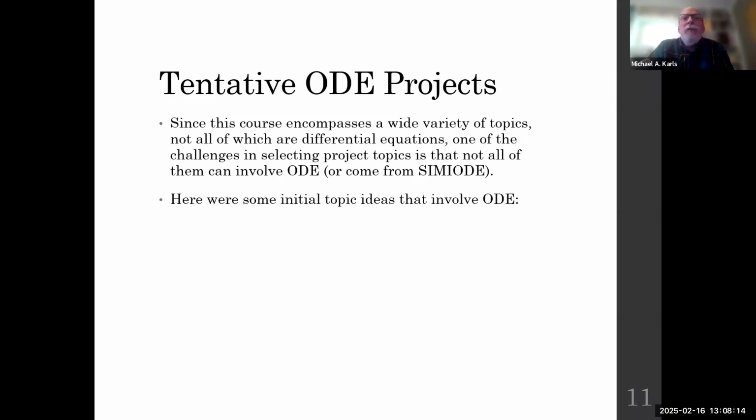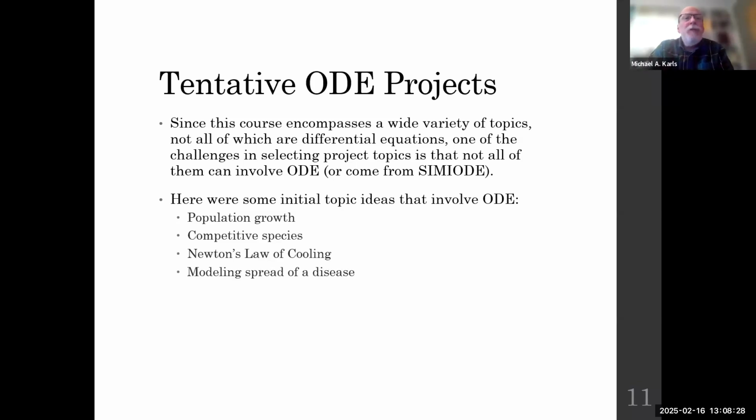So here's some initial topic ideas that I thought of that involve ODE that I was considering for the class. So population growth and competitive species, Newton's law of cooling, modeling the spread of a disease, and phase plane stability investigation.